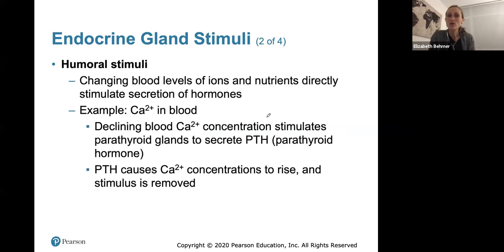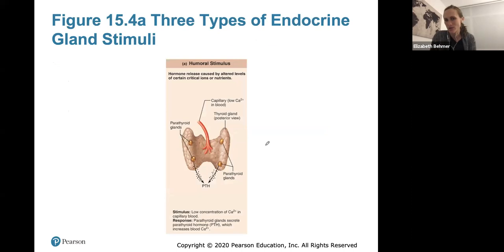A humoral stimulus would be a change in a blood level of an ion or a nutrient. So for example, calcium levels in the blood. If calcium levels get too low, so declining levels of calcium, this stimulates the parathyroid gland to release parathyroid hormone, which causes calcium concentration levels to rise. So this is a humoral stimulus from changing blood levels of an ion or a nutrient.